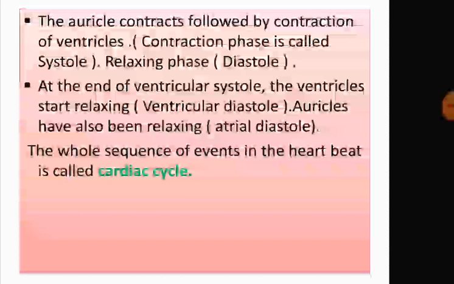Systole means contraction and diastole means relaxation. At the end of ventricular systole, the ventricular contraction, the ventricles start relaxing. That is called ventricular diastole. The auricles also relax, which is called atrial diastole. This whole sequence of events, contraction and expansion, is called the cardiac cycle.